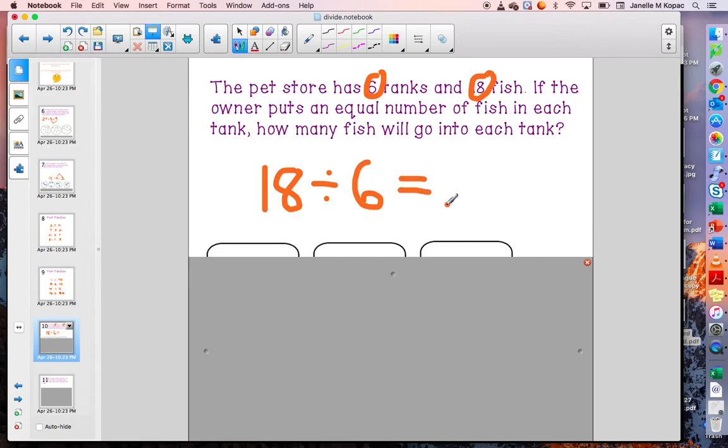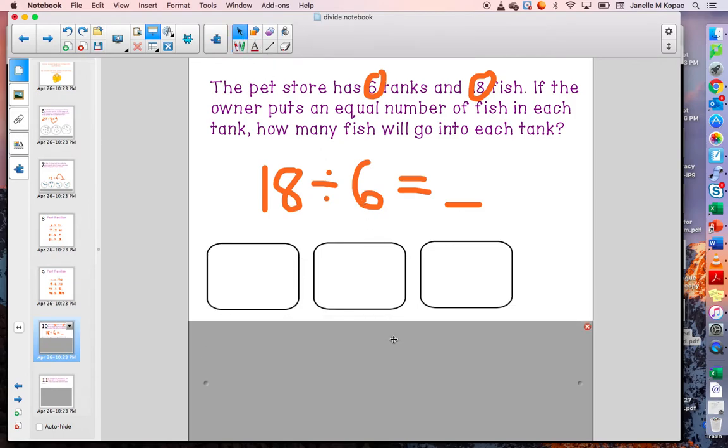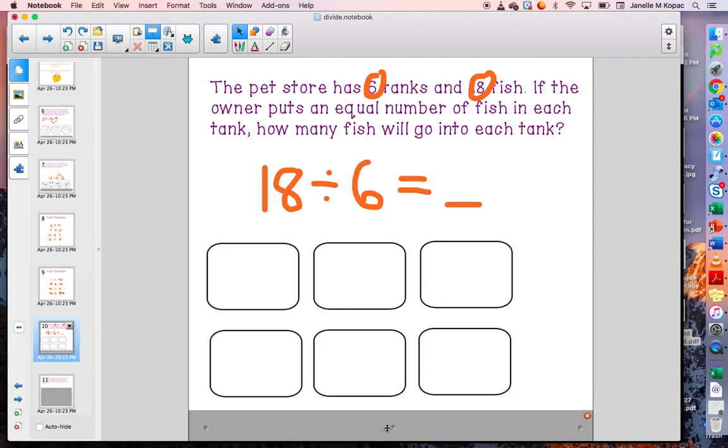Now, if you remember a multiplication problem, 6 times something makes 18, you already know the answer. So go ahead and write it down. But if you don't remember that multiplication problem, go ahead and draw 6 fish tanks. And then with our pencil, we are going to sort tally marks until we get to 18. So watch how I do this and try it on your paper too.